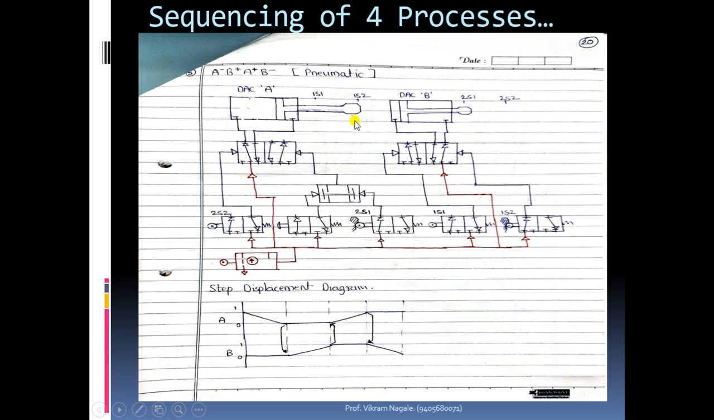That means the rod end of cylinder A will travel from 1s2 to 1s1. So this is how, after completion of one cycle, the system will go for the second cycle. Okay, and the system will continue a number of such cycles because of the feedback mechanism.